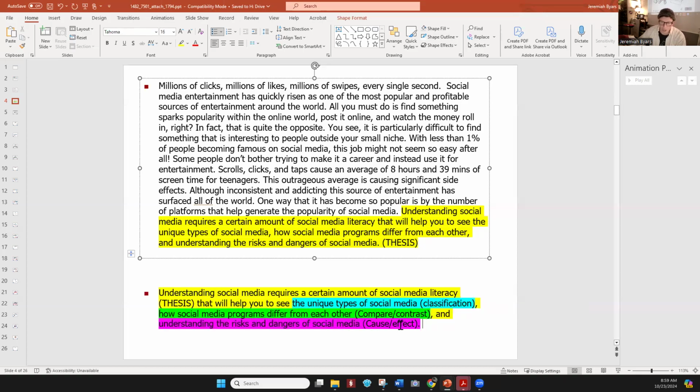When you write your paper, do not highlight them, do not label them, but it should be apparent. Okay, it should be apparent. Okay.